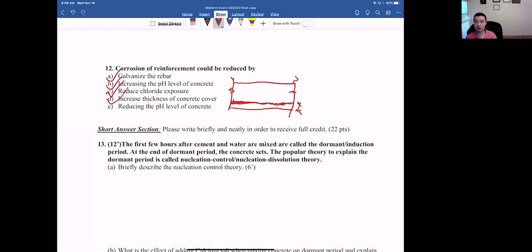Reduce the pH level, that will not help. Increase the pH level, reduce the corrosion. So the right answer is A, B, C, and D. All right.